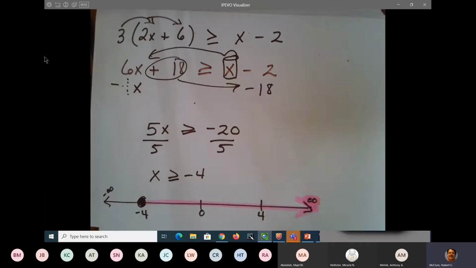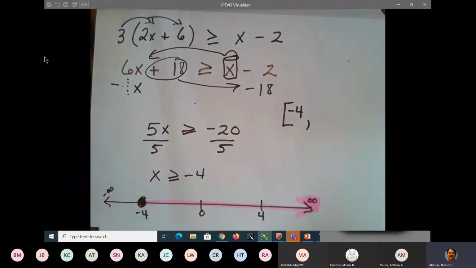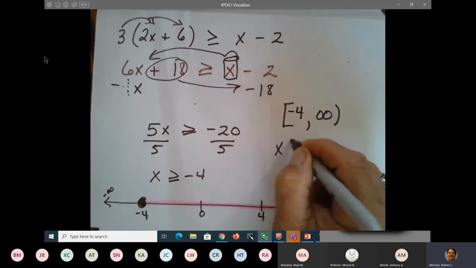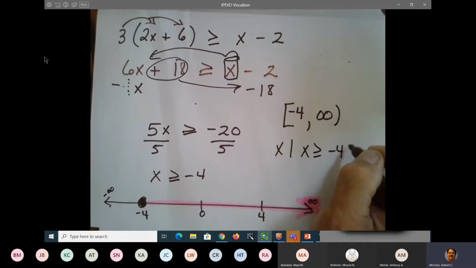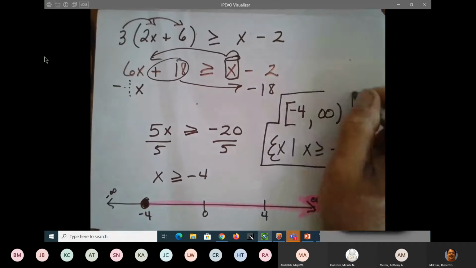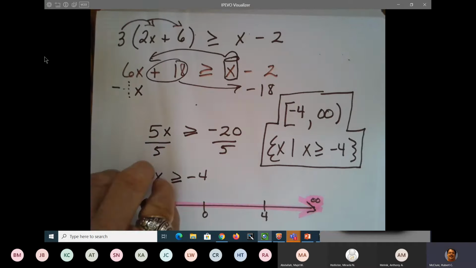So interval notation is from negative 4 to infinity. And set builder notation is x such that x is greater than or equal to negative 4. Now, you should be able to do those type problems. And hopefully, those are problems that you've seen in the past. Yes or no?